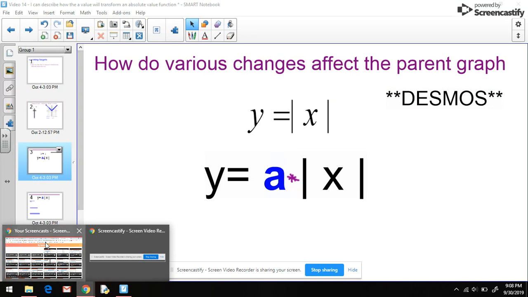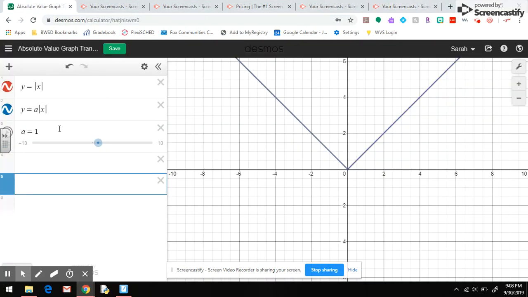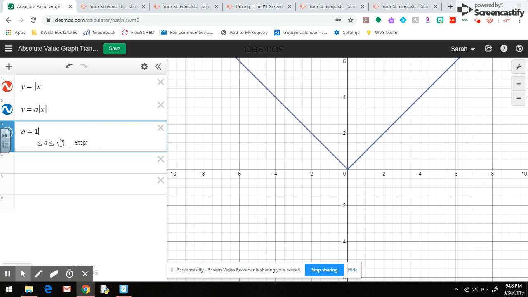I have a couple of different ways I'm going to change this a value. The first thing I'm going to do is change a to be something that is bigger than 1. So here we can see a is currently set at 1. Underneath here in red, the parent graph will always be on the screen, and the graph that we are changing the a value of will be over the top in blue. If I start to change a, what I notice is that graph starts to get skinnier, skinnier, skinnier when compared to the parent graph.